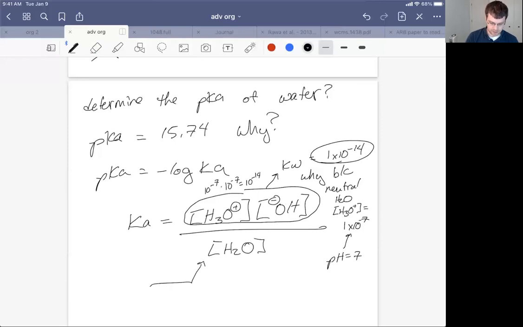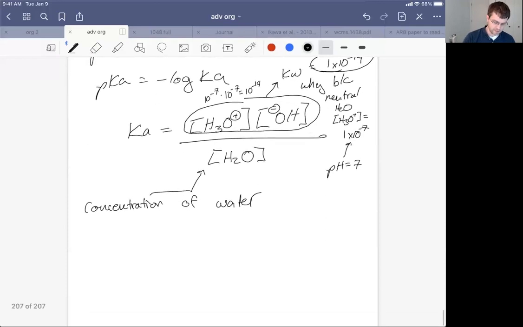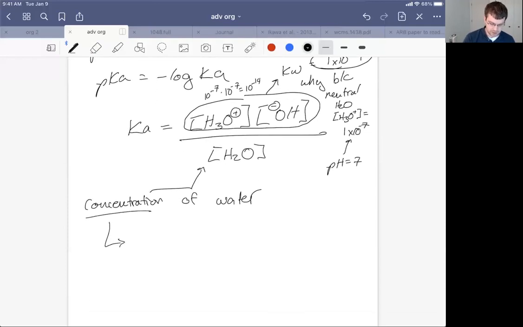What about the denominator? That's kind of an interesting one. It's the concentration of water. And you might be thinking to yourself, okay, concentration of water in what? I'm saying, let's just think about the concentration of water. Let's turn water into a concentration. And so for a second there, that might not make sense. Like, is water the solute or the solvent? And the answer is kind of both. Okay, let's break this down. What's concentration again? Concentration is moles per liter. That's our molarity.